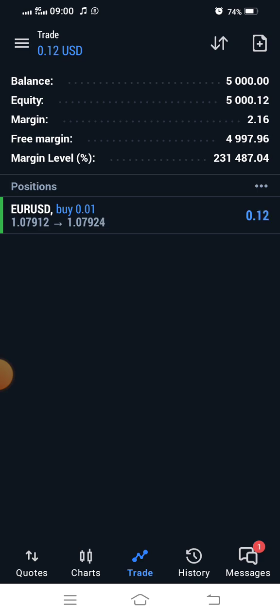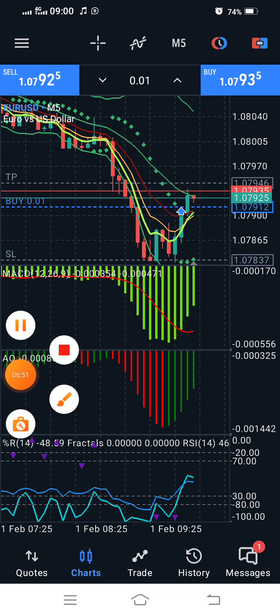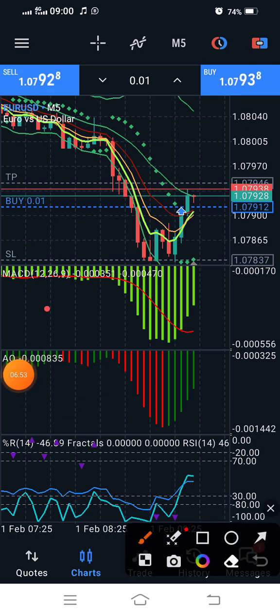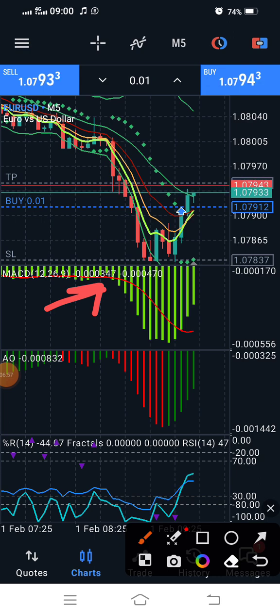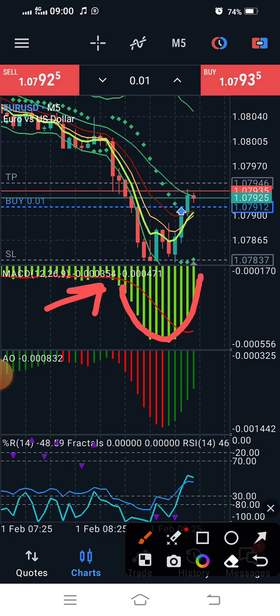But I know it's going to be in my favor. How do I know? Because of my indicators. My indicators tell me it's going to be in my favor. Look at my MACD. This is my MACD here. As you can see, this red line you are seeing here on the MACD is my signal line, while this curve that you are seeing here is my MACD line. You can see that it has crossed the signal line.